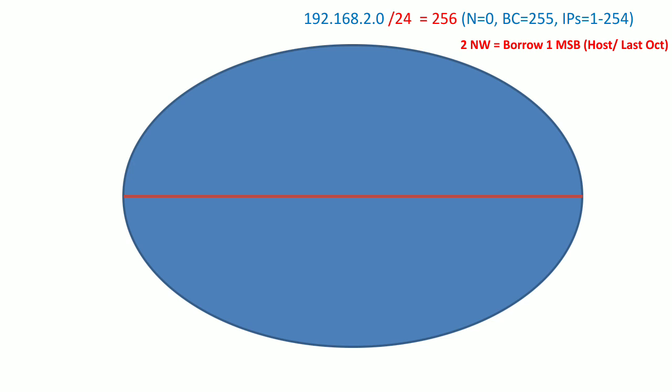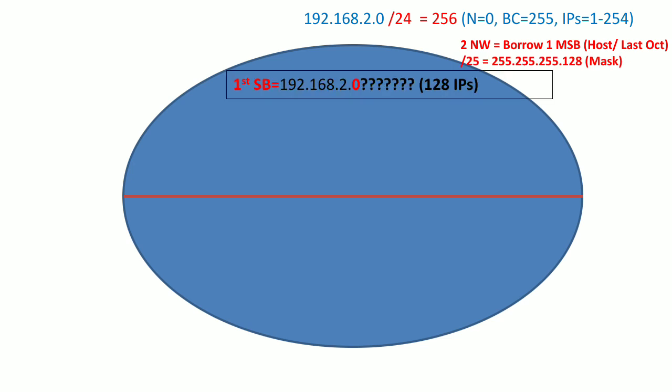Once the value of this bit is 0, this would depict the first subnet of 128 IPs, and once the value of this most significant bit in the fourth octet is 1, it would depict the second subnet of 128 IPs. So earlier this class C IP address had 256 IPs. Now we are dividing this network into two subnets of 128 IPs each.